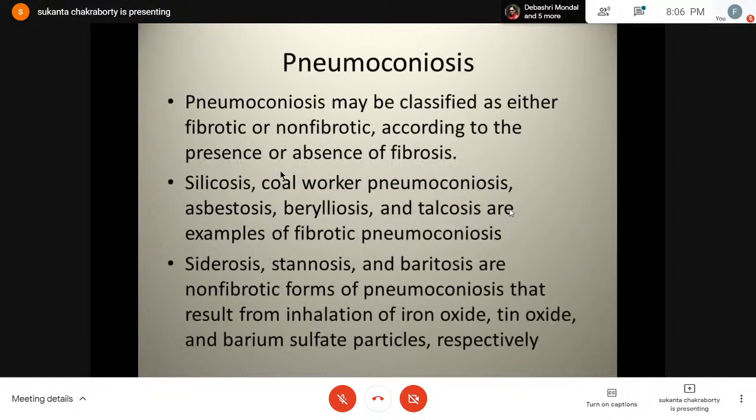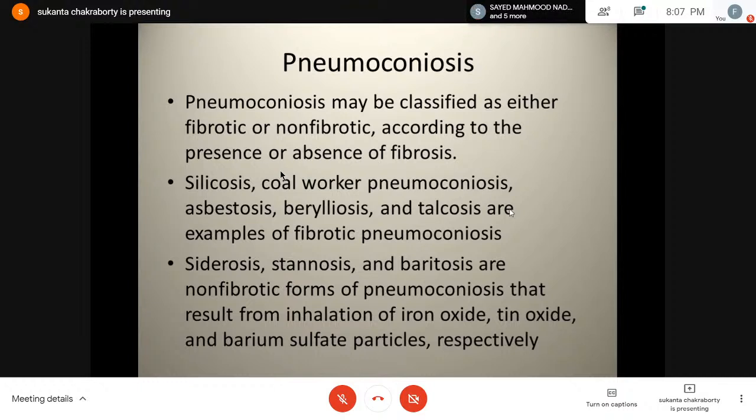So, what is left? There is a big group of ILDs left now only. They are pneumoconiosis. I will discuss very shortly about the common pneumoconiosis. Pneumoconiosis, to say briefly, is an occupational hazard giving rise to interstitial lung disease. Pneumoconiosis may be classified as either fibrotic or non-fibrotic according to the presence or absence of fibrosis.